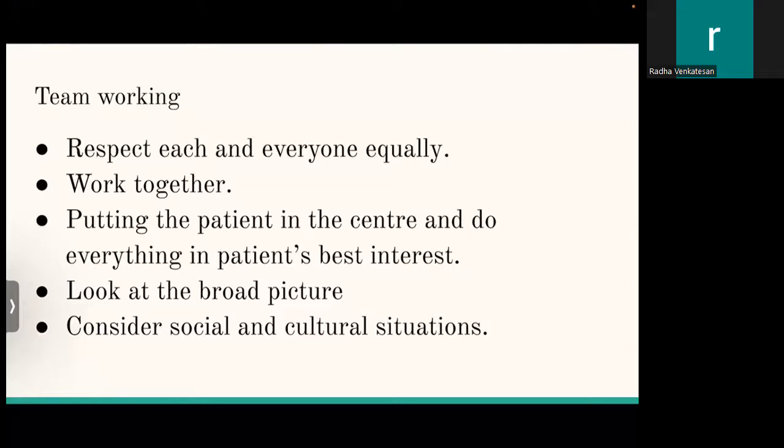So you have to consider the social and cultural situations, everything. That is why I've mentioned it here as the broad picture, because a narrow-minded approach will not help. Even if we don't know, we can learn more about their cultural and social interests from the patient, the family and the carers, and then do what is in the patient's best interest ultimately.